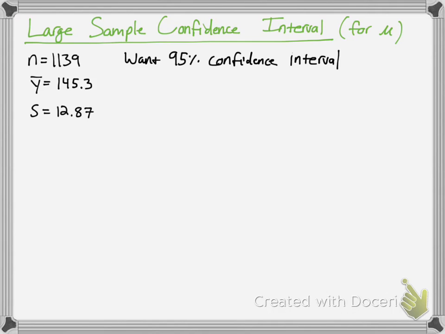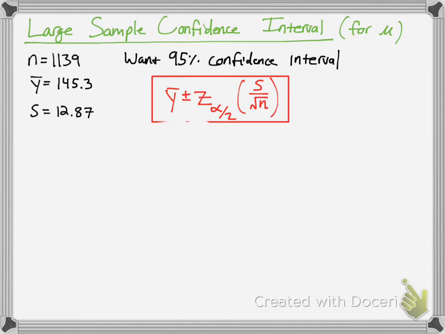You want to be that confident in your answer. So we use this formula to calculate the confidence interval. It's the sample mean plus or minus z alpha over 2 times the standard error, which is the sample standard deviation over the square root of the sample size. This may seem daunting, but we're just going to break it down a little bit.